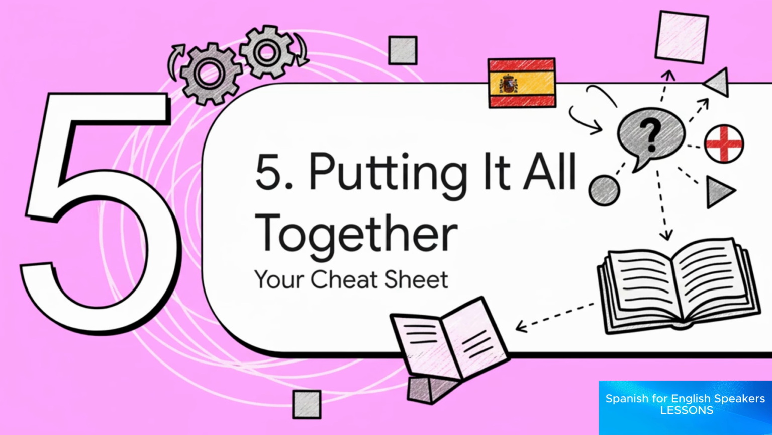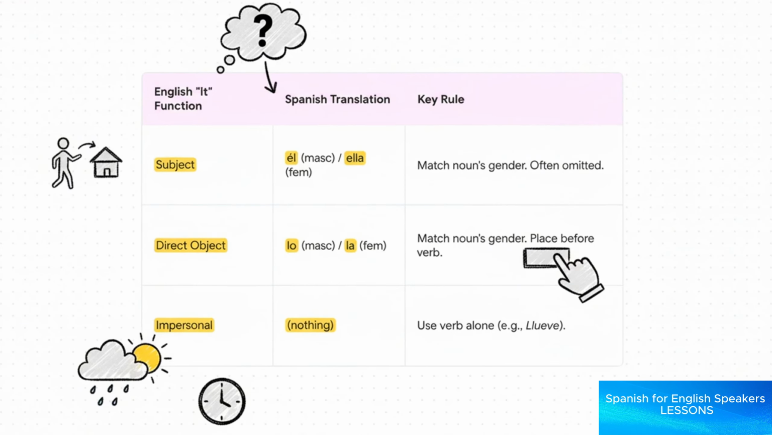Okay, we've covered a lot of ground. So let's take a deep breath and put all these pieces together in one simple spot. All right, think of this table right here as your ultimate cheat sheet, your survival guide for the word "it." It really lays it all out for you. If "it" is the subject, you're using él for masculine things, ella for feminine. If "it" is the direct object, it's lo for masculine, la for feminine. And for that impersonal "it," weather, time, general ideas, you use absolutely nothing. The verb stands alone.